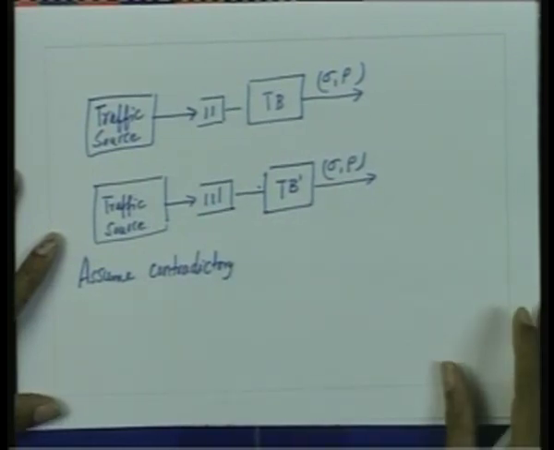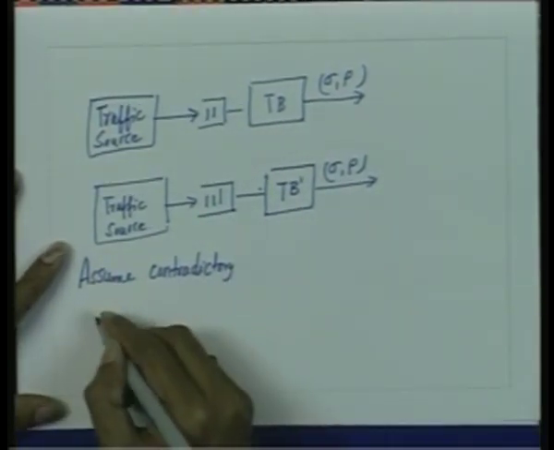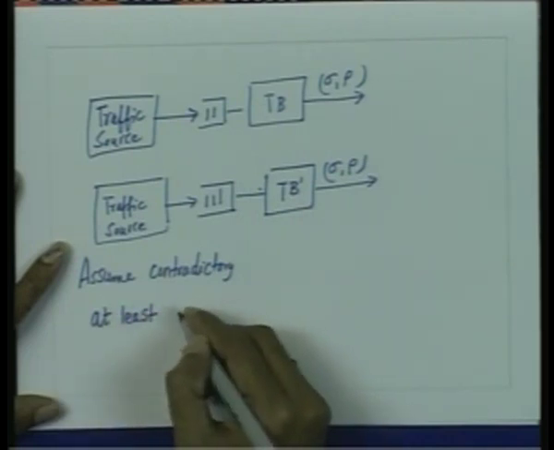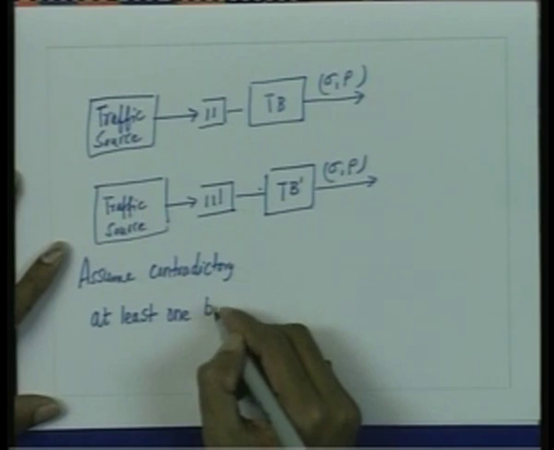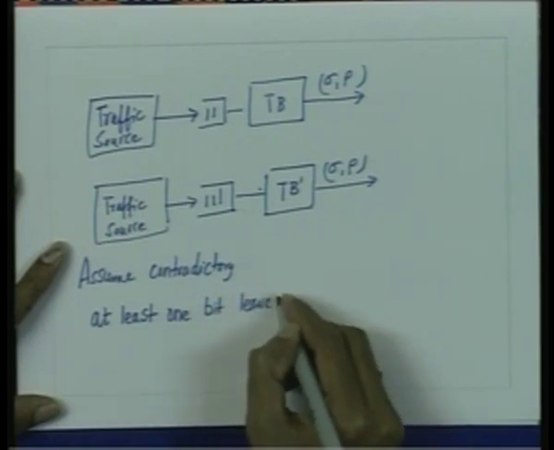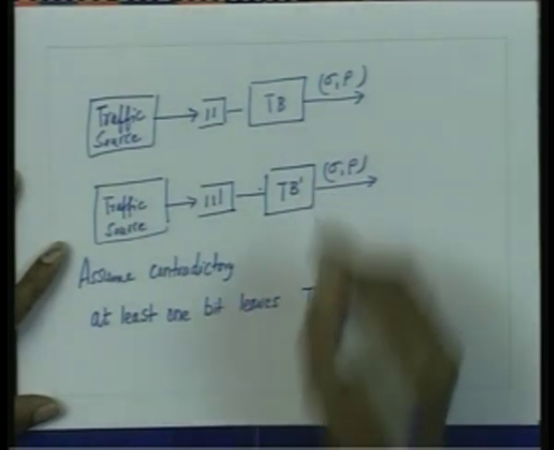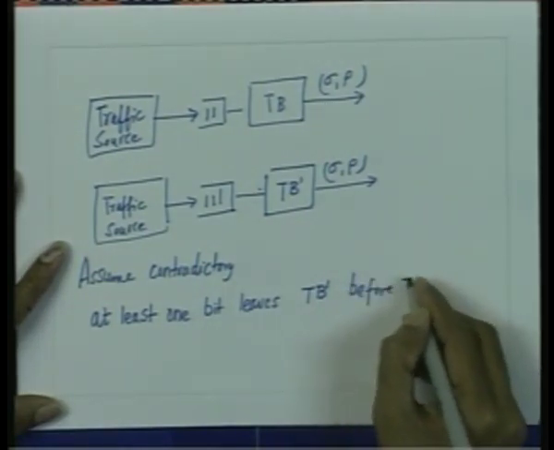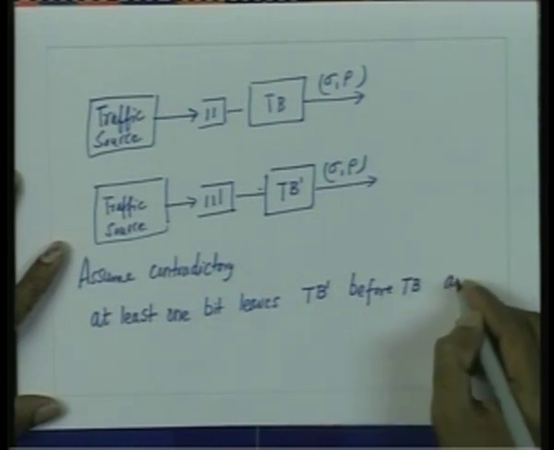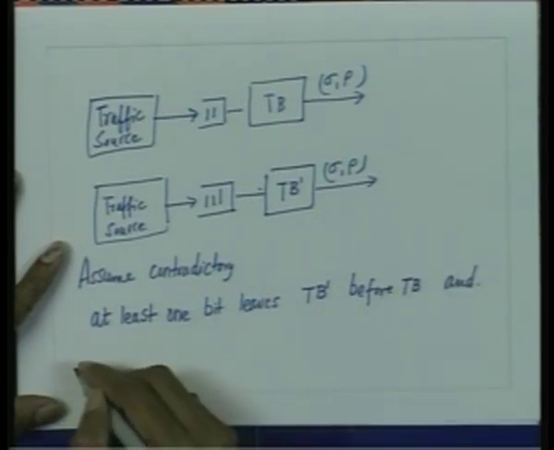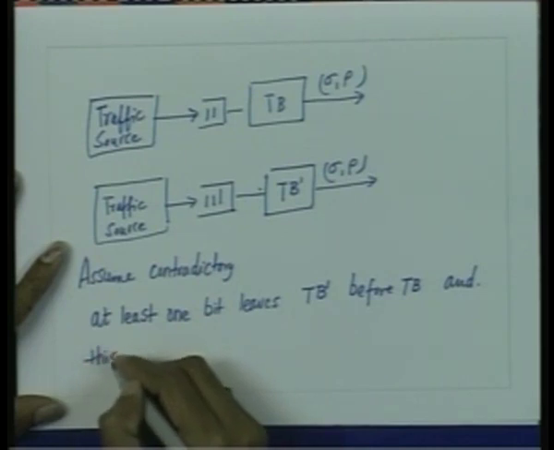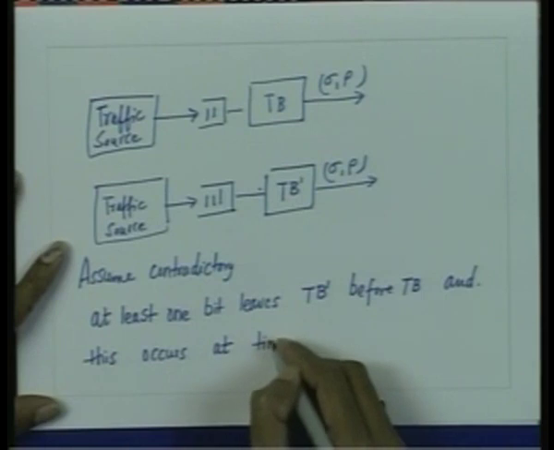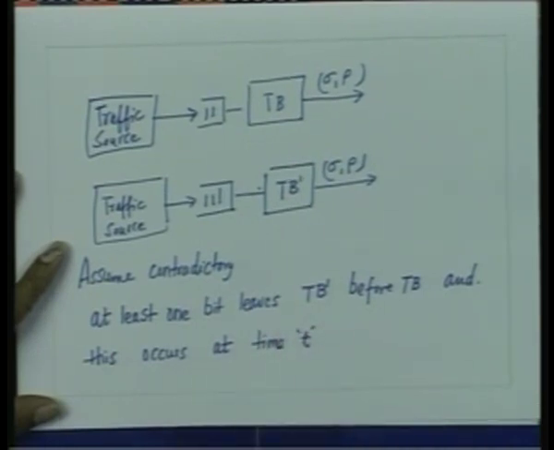Assume the contradiction. So the contradiction is, let us assume that at least one bit leaves this token bucket, another FIFO controller TB prime, before our token bucket controller. And let us say that this occurs for the first time at time t, right?